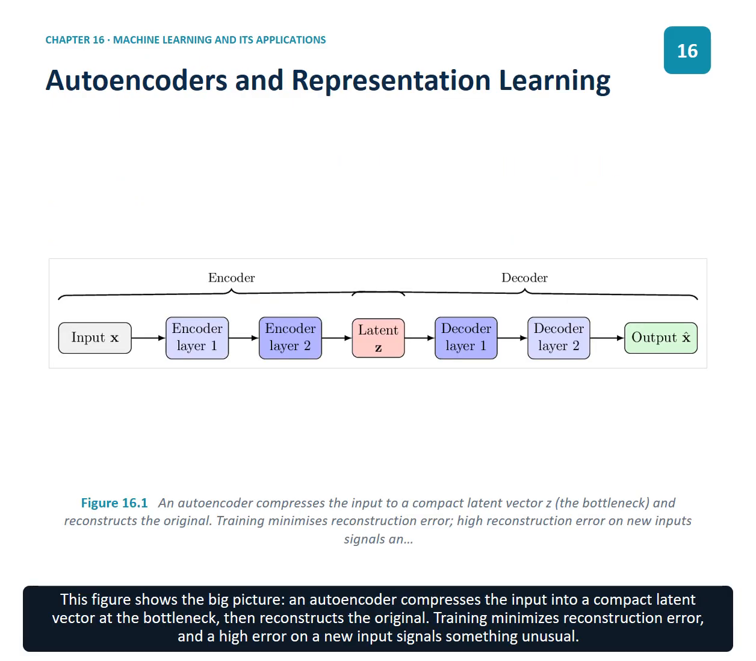This figure shows the big picture. An autoencoder compresses the input into a compact latent vector at the bottleneck, then reconstructs the original. Training minimizes reconstruction error, and a high error on a new input signals something unusual.